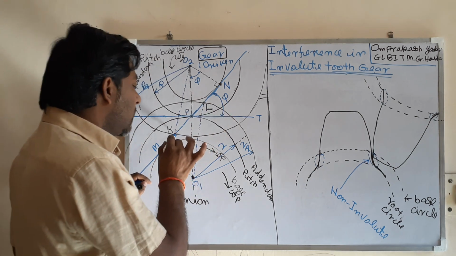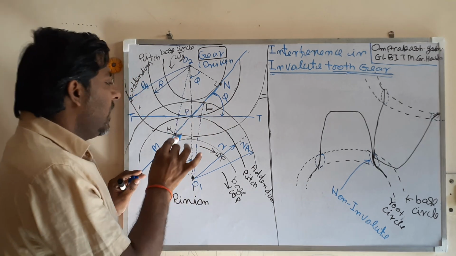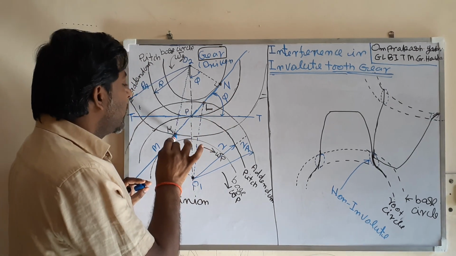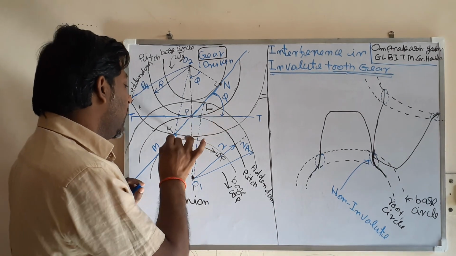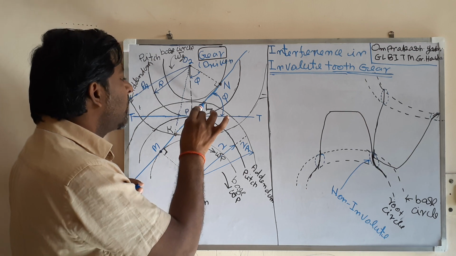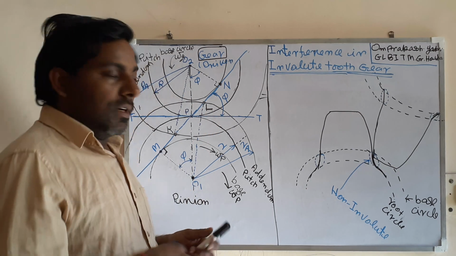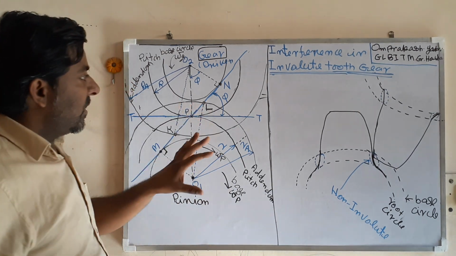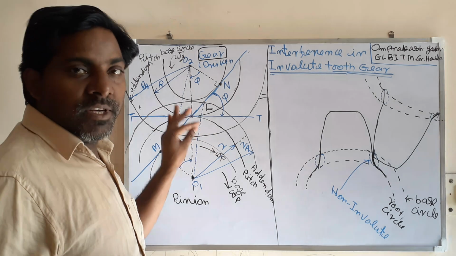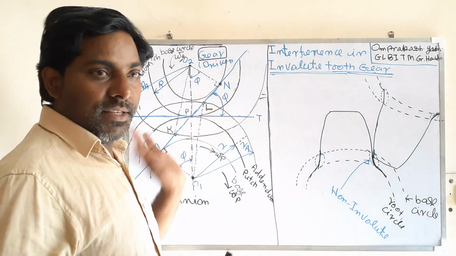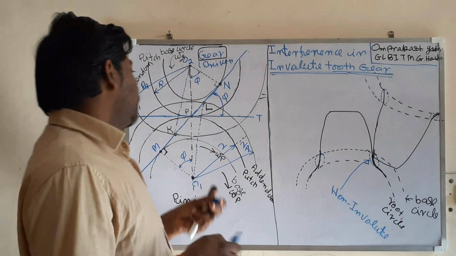So this K is the start of engagement, this L is the end of engagement, and this is the pitch point. Already I have explained that this KL is the path of contact, this KP is the path of approach, and PL is the path of recess. Just for the basics, I have explained these things with this figure, but our objective is to explain what interference is. So, let us understand what interference is.